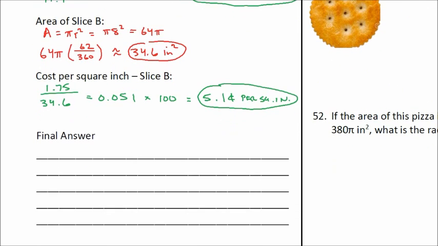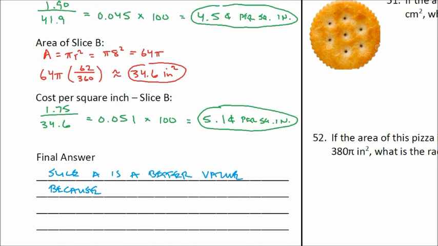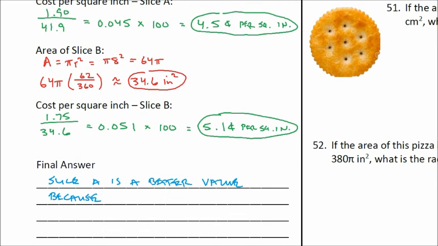So here's an example of my answer. Slice A is a better value because, and I'm going to stop writing here and just say it, because it costs less money per square inch.